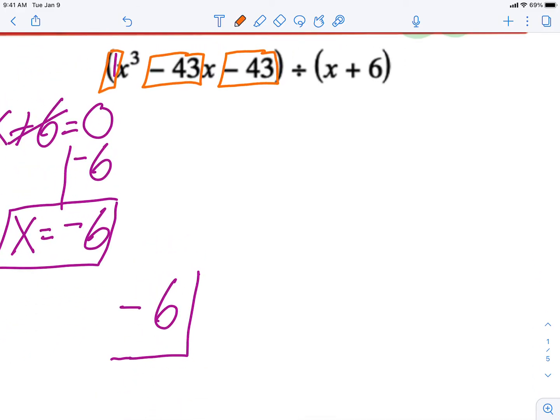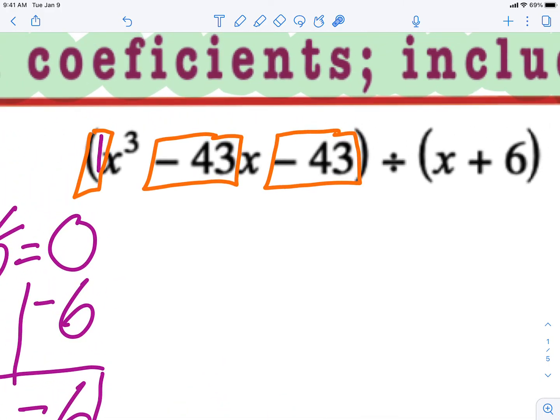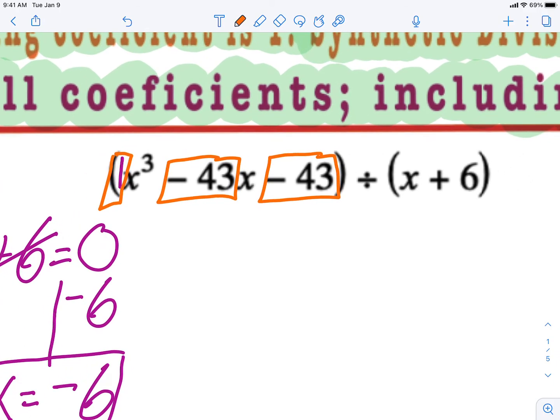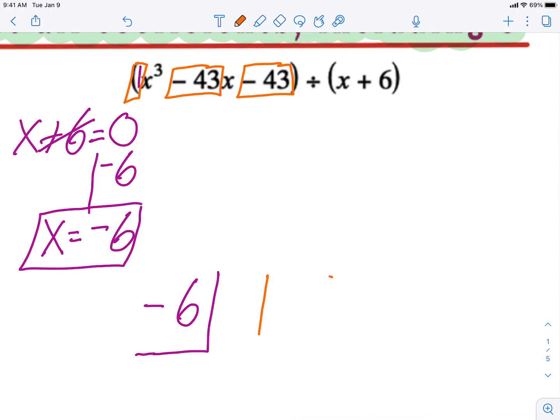So x to the power of 3 is 1, so I'm going to write my 1 here. X to the power of 2, what is the coefficient in front of x to the power of 2? X to the power of 3 is 1. X to the power of 2, it's not there. So that means that what's in front of x to the power of 2 is 0. So I'm going to write the 0 right here.